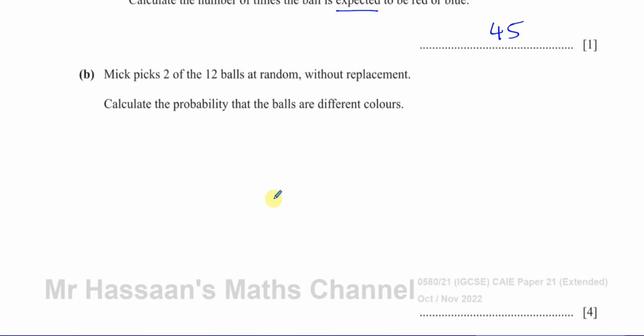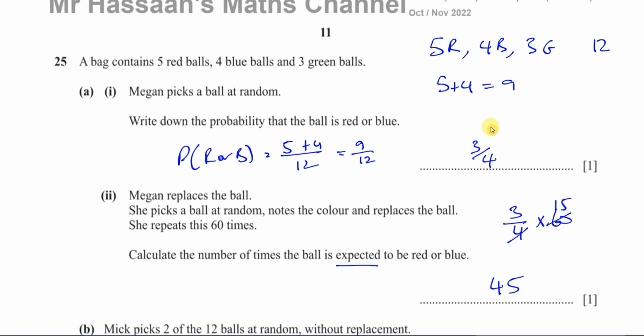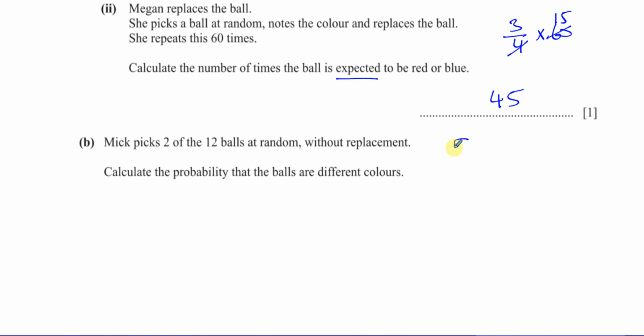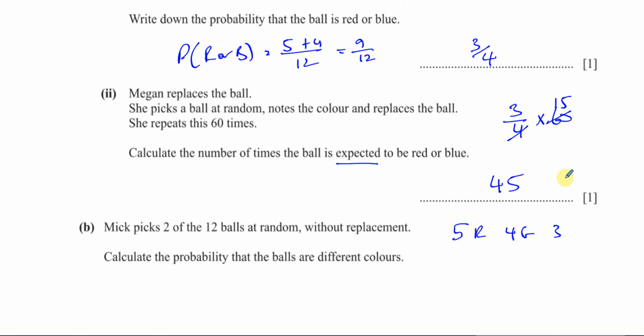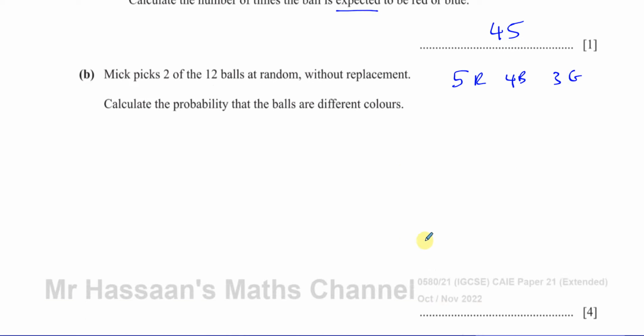So it says Mick picks 2 out of the 12 balls at random without replacement. Calculate the probability that the balls are of different colors. So let's just recap again. We have 5 red, 4 blue, and 3 green. Okay, so he picks 2 balls at random without replacement. Calculate the probability that the balls are different colors.